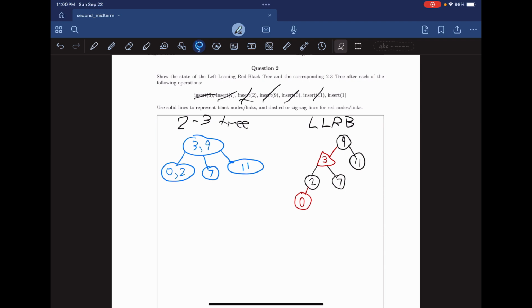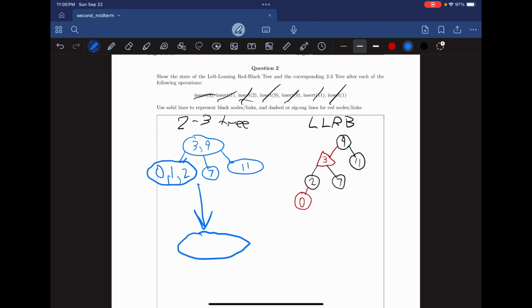We have our last insertion. It is 1. So our insertion of 1 into our 2-3 tree is going to be less than 3 and less than 9. So it goes to the leftmost zone and joins the 0 and the 2 so that you get 0, 1, 2. Once again, we have a 4 node now, so we need to fix this by sending up the middle value, 1, into the nodes above.